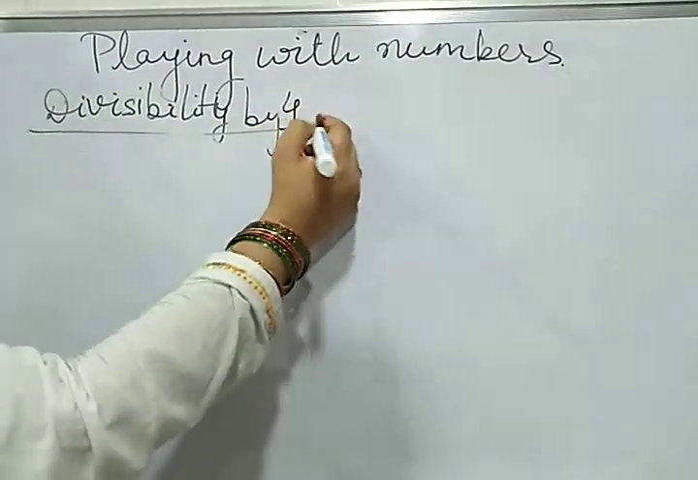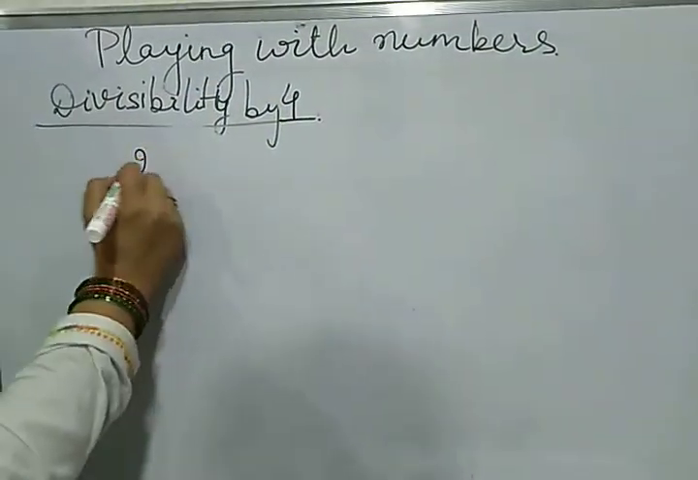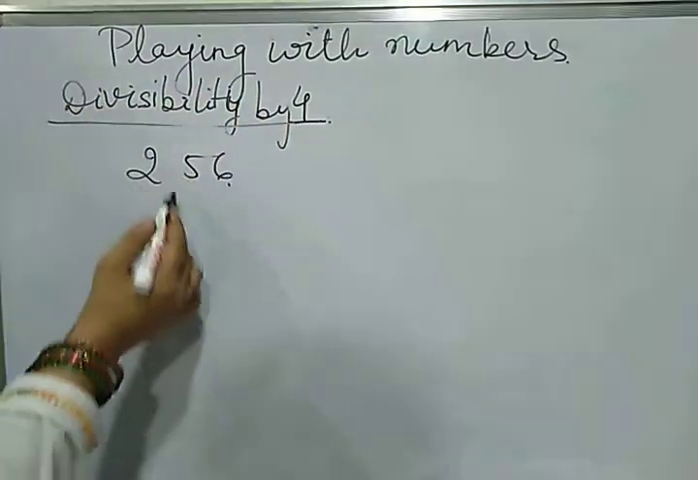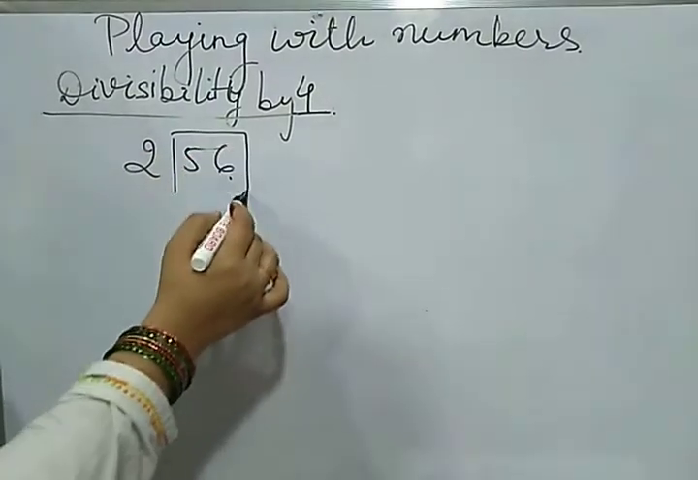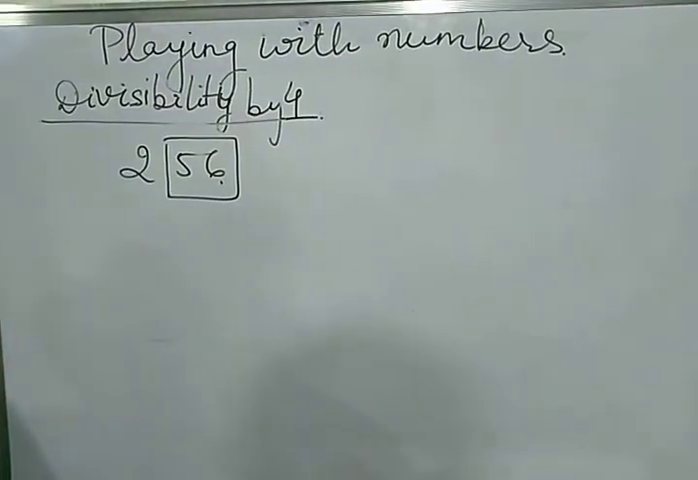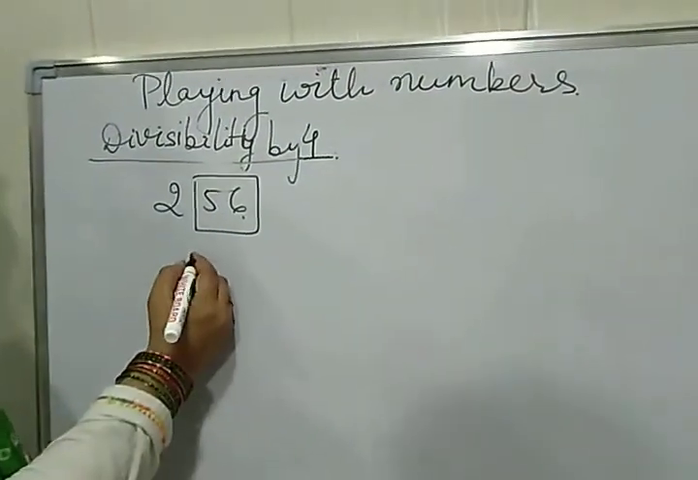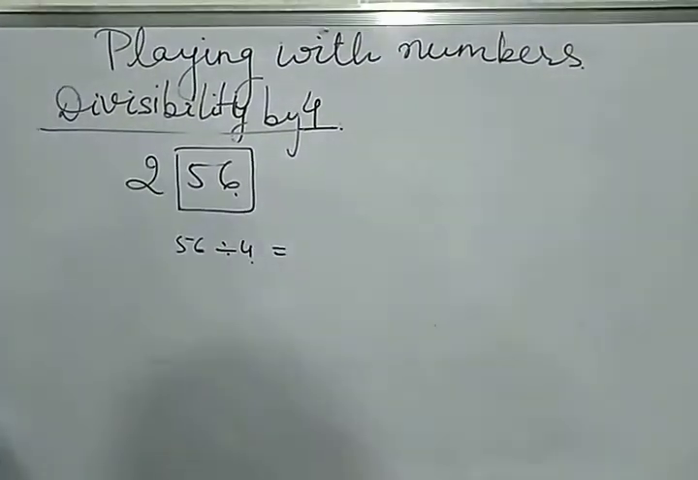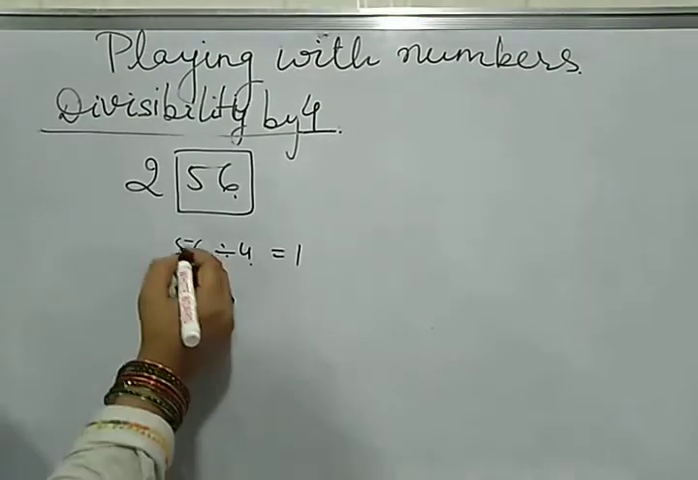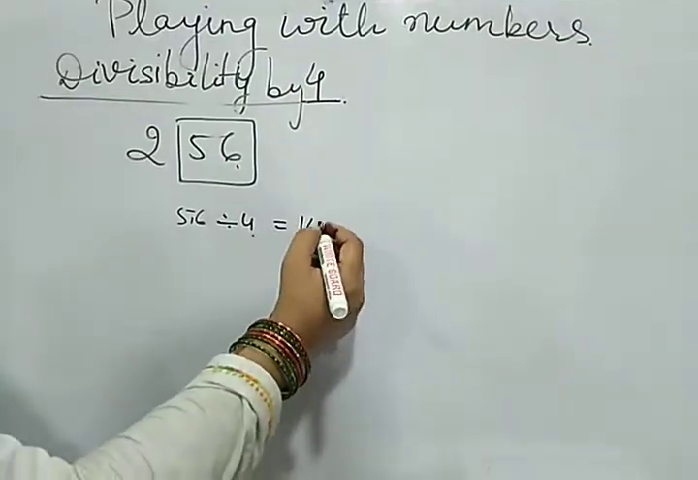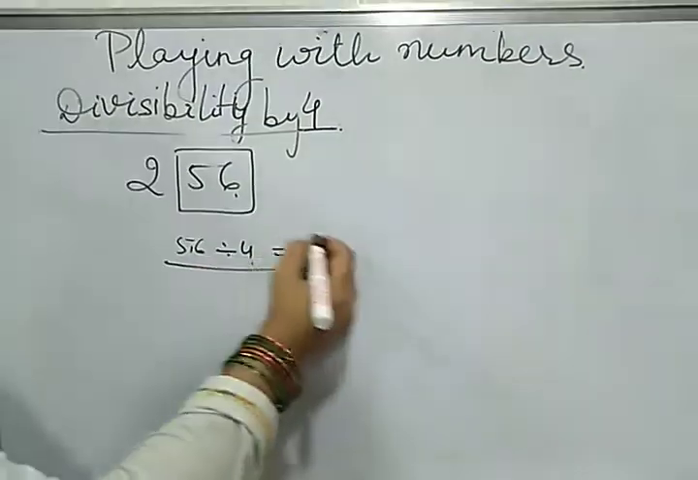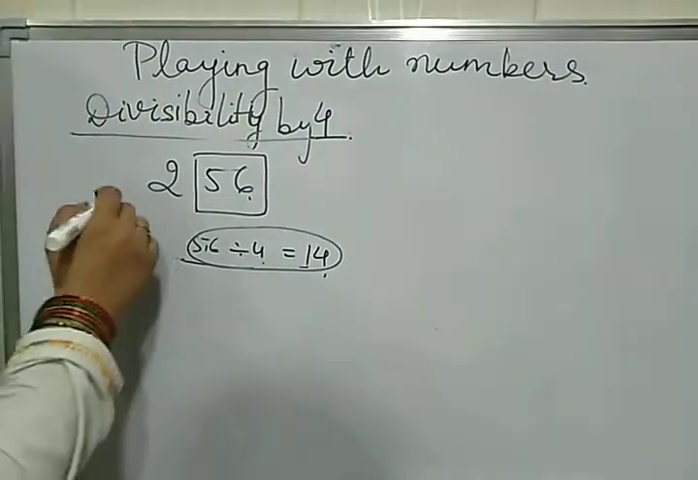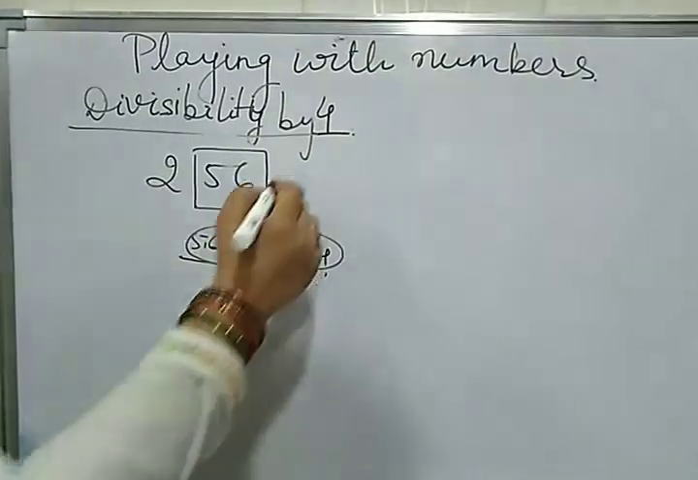Now the divisibility by 4. For the divisibility by 4, we will see the last two digits of the number. That is 56. Now we will see whether 56 is divisible by 4 or not. Is it exactly divisible by 4? 4 ones are 4. 1 is left. Then 4 fours are 16. So 56 is exactly divisible by 4. So this whole number will be divisible by 4.